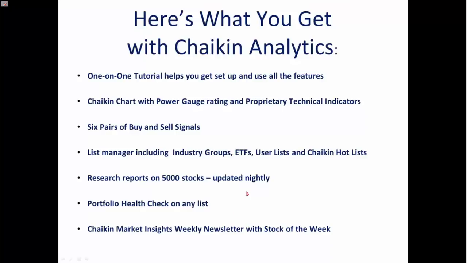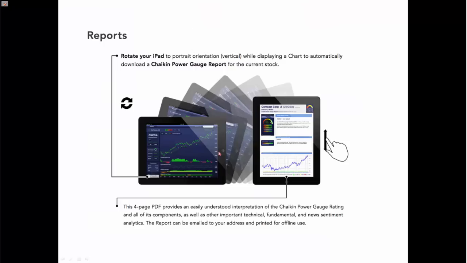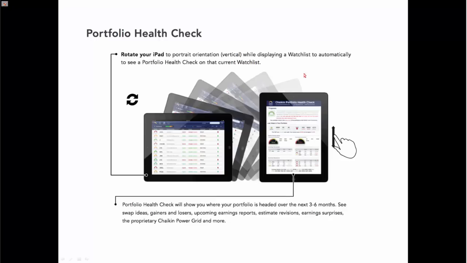And then finally, the Chaikin Market Insights newsletter. So by flipping the iPad or clicking on the desktop, you get the research report. You can email it to a friend. You can save it and review it. Portfolio health check, same thing. It's all bundled in. I really believe that it has to be easy, otherwise people won't use it.